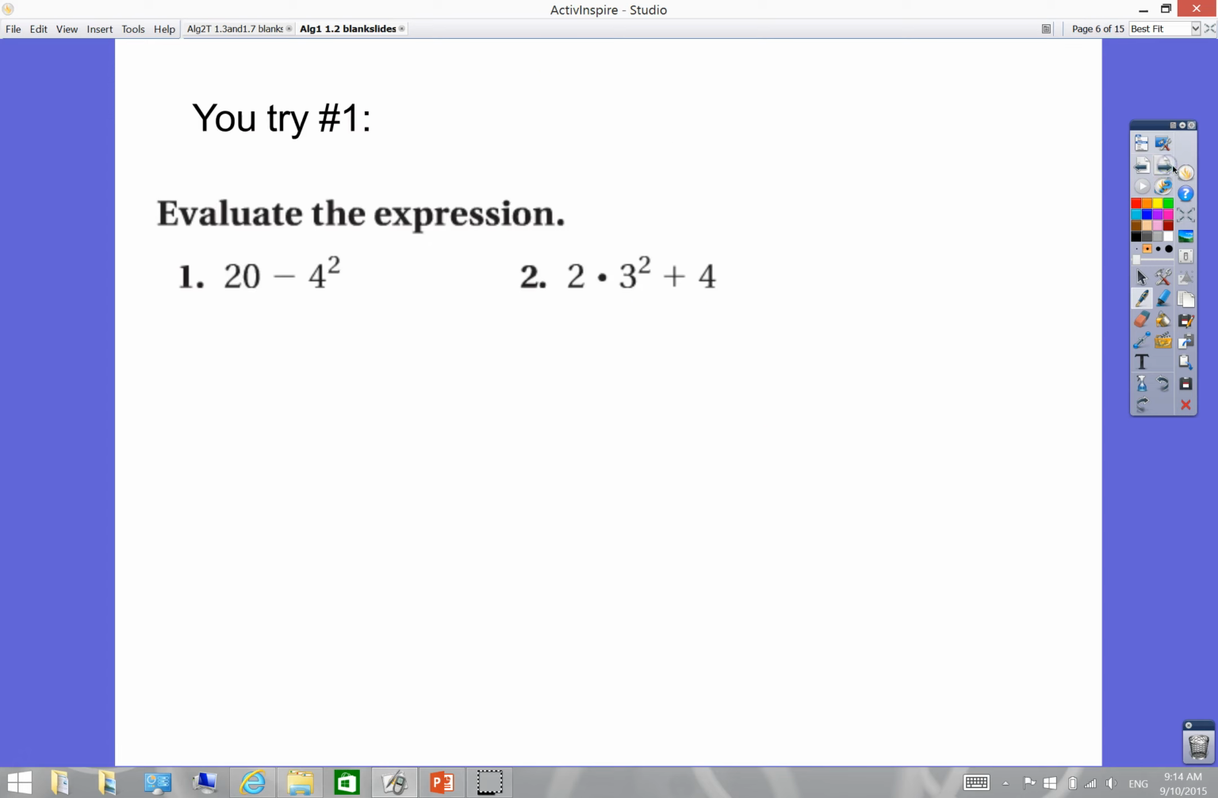Okay. This is the first of our Try-Its that we do in class. I'm going to go ahead and do them. If you want to pause the video and try them yourself and come back, hit play, and see how you did. Okay, on number 1, there's only 2 things going on. There's a power and there's a subtraction. And by PEMDAS, we would do the exponent before we would do the subtraction. So we'll go 20 minus 16, and then 20 minus 16 is 4.